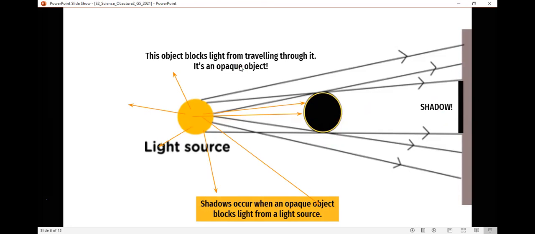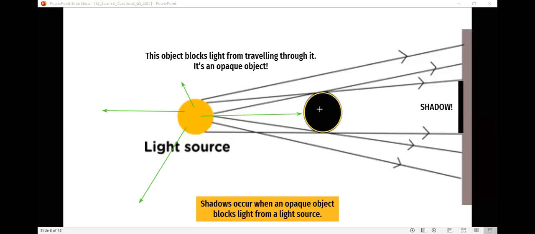I will repeat for those who didn't get it. We have a light source. This orange ball is a light source. It sends light everywhere. But the light in here is blocked by this opaque object. This opaque object doesn't let light pass to this space. So this space does not receive light. And here is how a shadow is formed.